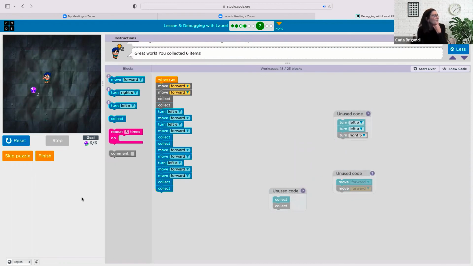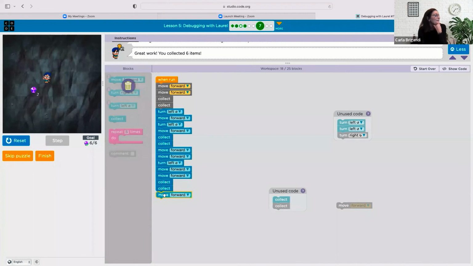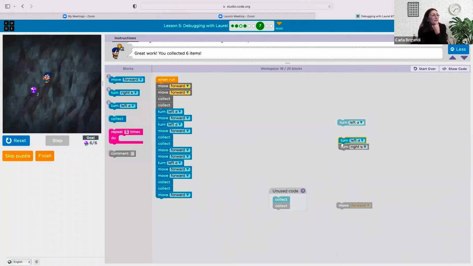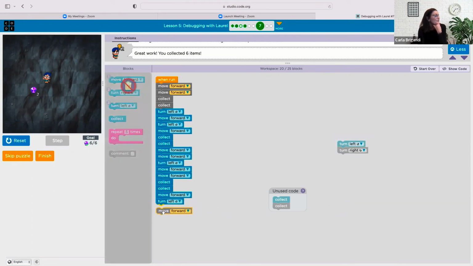So far, so good. I think I want Laurel to move forward 1 more time. I'm going to have her turn left 1 more time. I'm going to have her move forward. And I'm going to have her collect the 2 jewels.